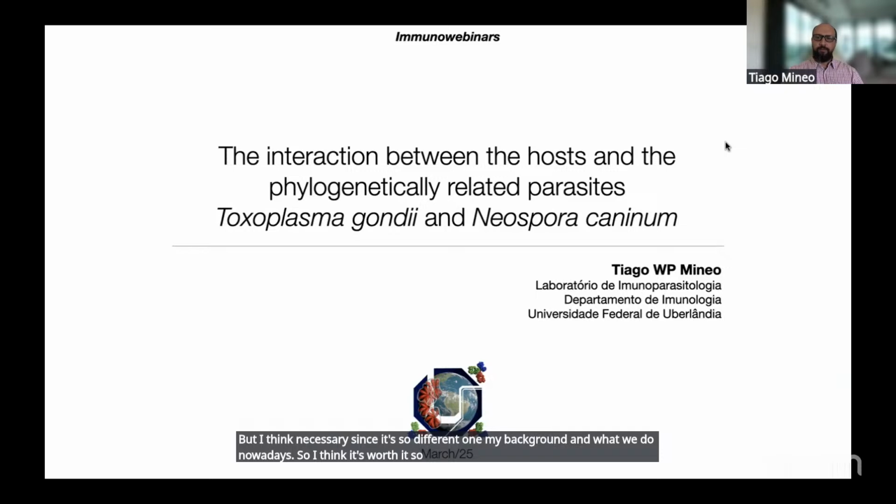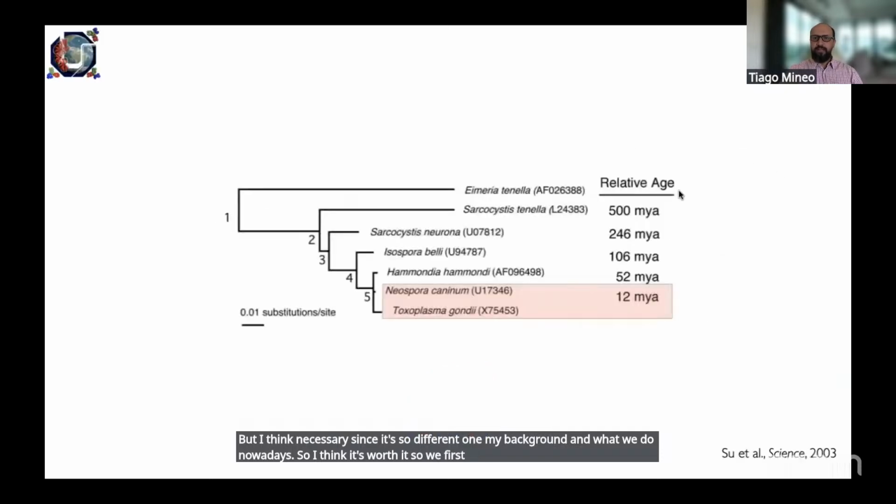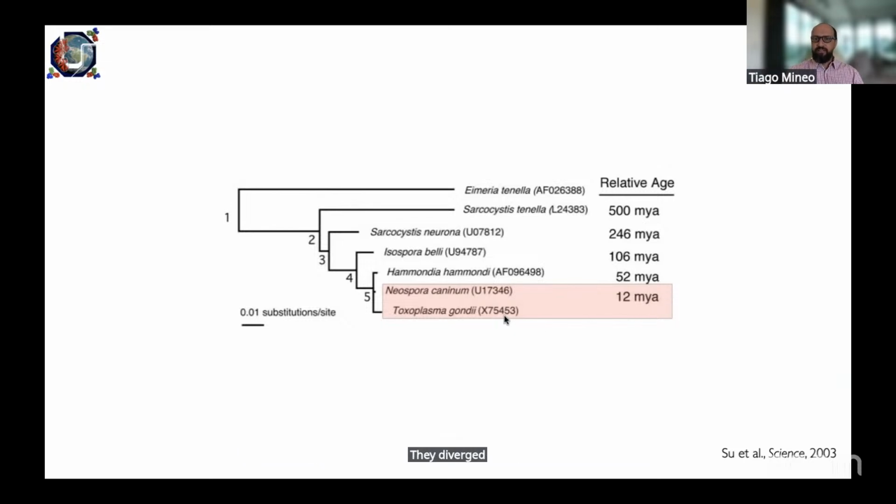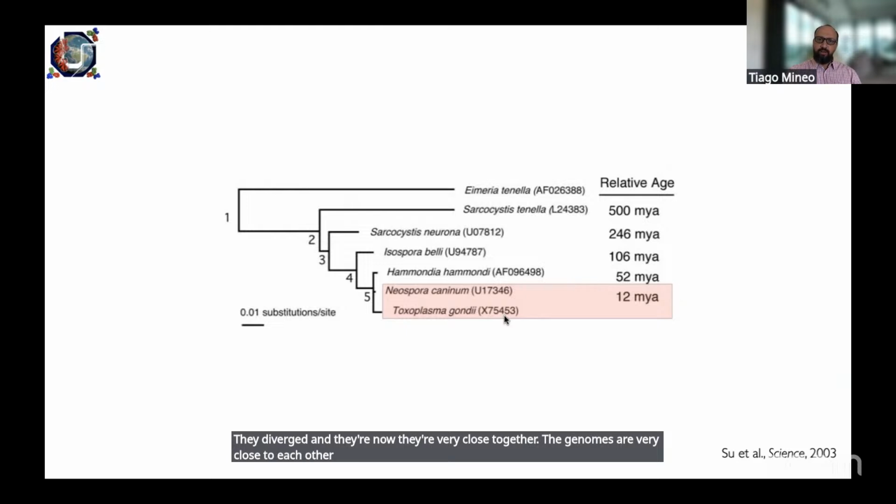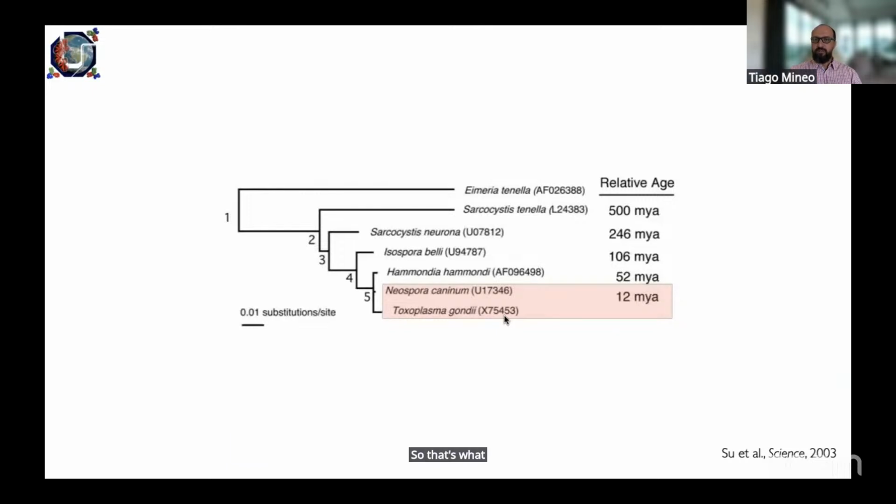We work with these two protozoan parasites. They're intracellular parasites, and they were basically the same parasite 20 million years ago. They diverged, and they're very close together. The genomes are very close to each other, but they have a lot of biological features that are different, especially regarding the host. So that's what we're interested in looking at.